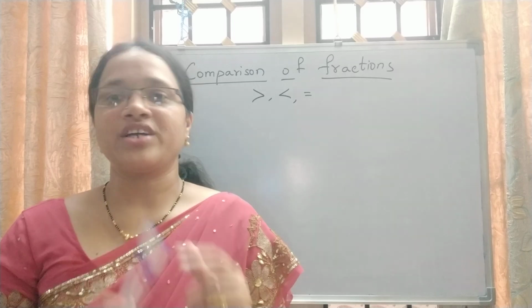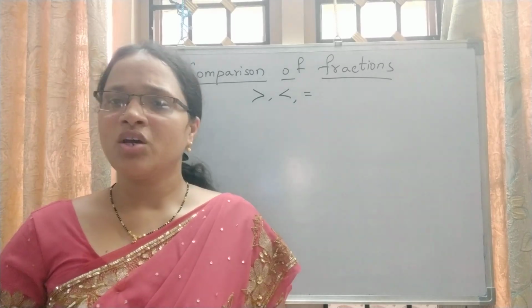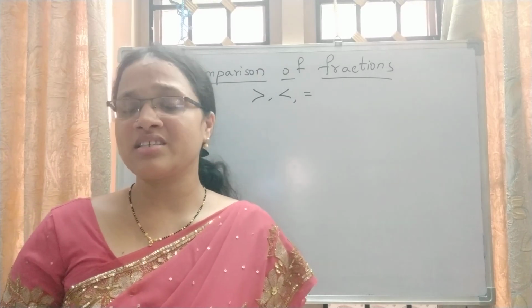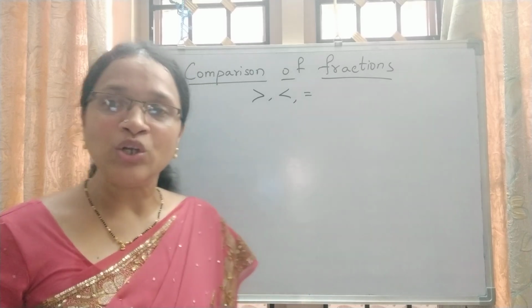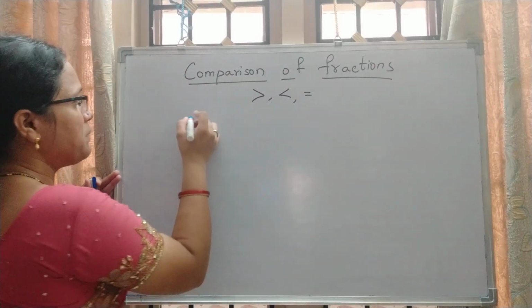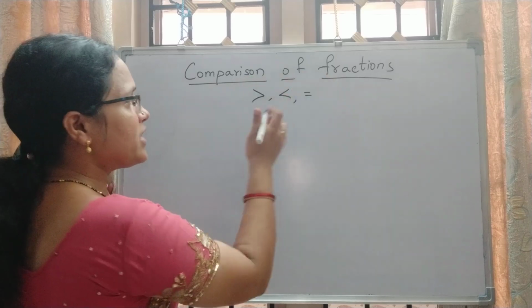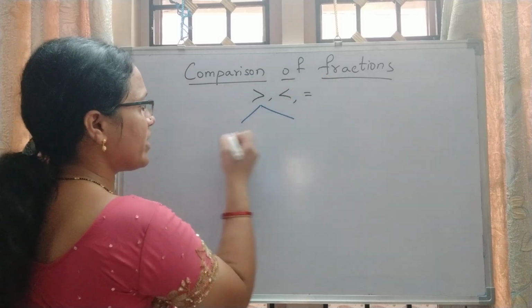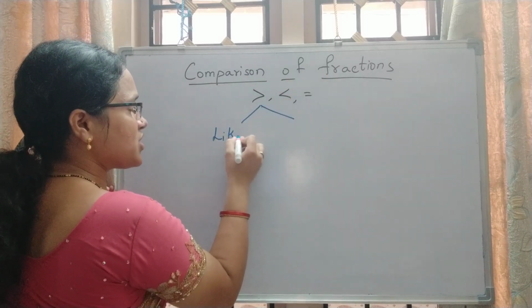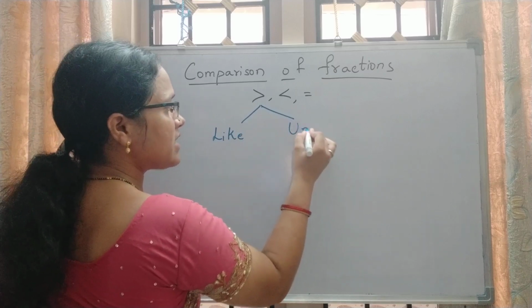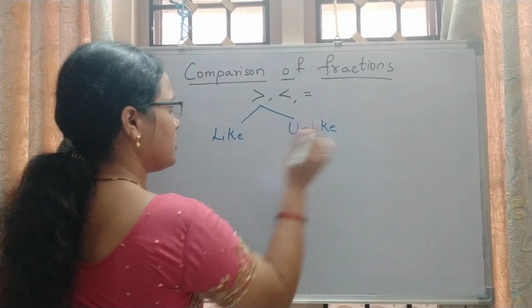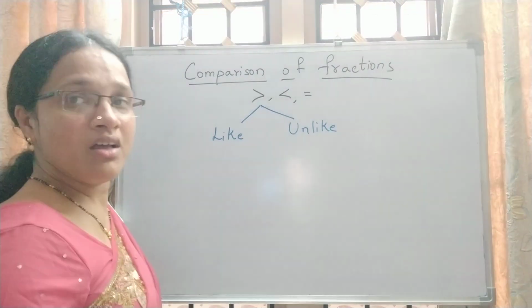During comparison, we need two fractions. You cannot say for one fraction that it is greater or less. So we need two things to compare. In the comparison of fractions, we have two topics: one is like fractions and the other is unlike fractions.